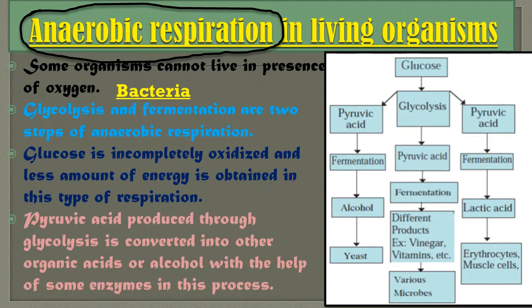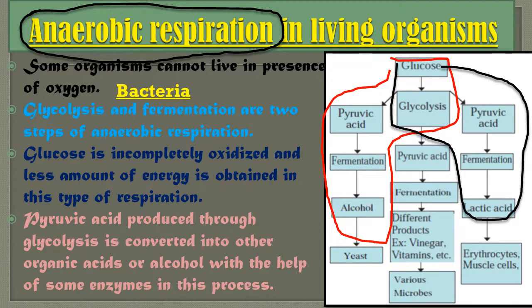The pyruvic acid, which is produced through glycolysis, is converted into either an organic acid or alcohol with the help of some enzymes. By using different types of enzymes, the pyruvic acid after glycolysis is converted into either lactic acid or alcohol. And this process in which the pyruvic acid is converted into alcohol or lactic acid is called fermentation.